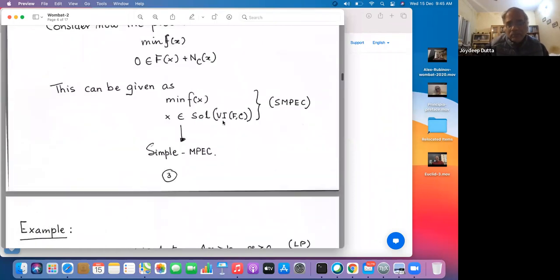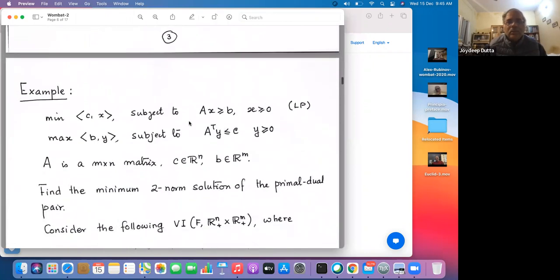Now, what kind of problem can we have like this? Look at this very simple situation. Look at this primal pair of LP problems. This is a canonical writing of an LP problem, and this is the dual. Now suppose I want to find a primal dual solution with minimum 2-norm, and that's pretty often asked. I want a primal dual solution of the LP, but I want the minimum norm, or even sparse, whatever.